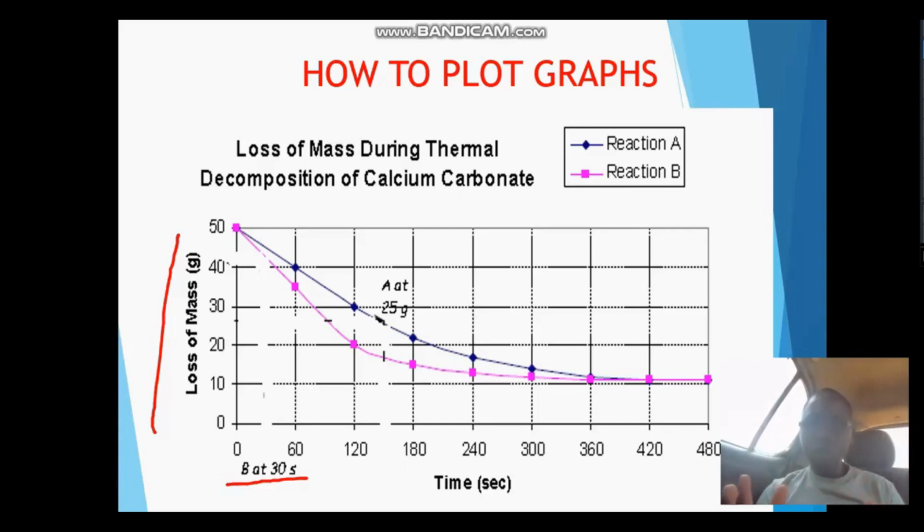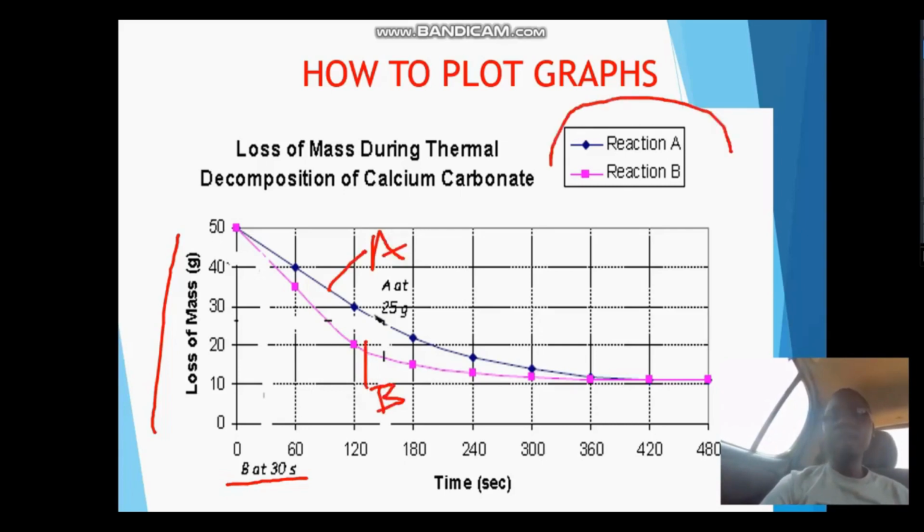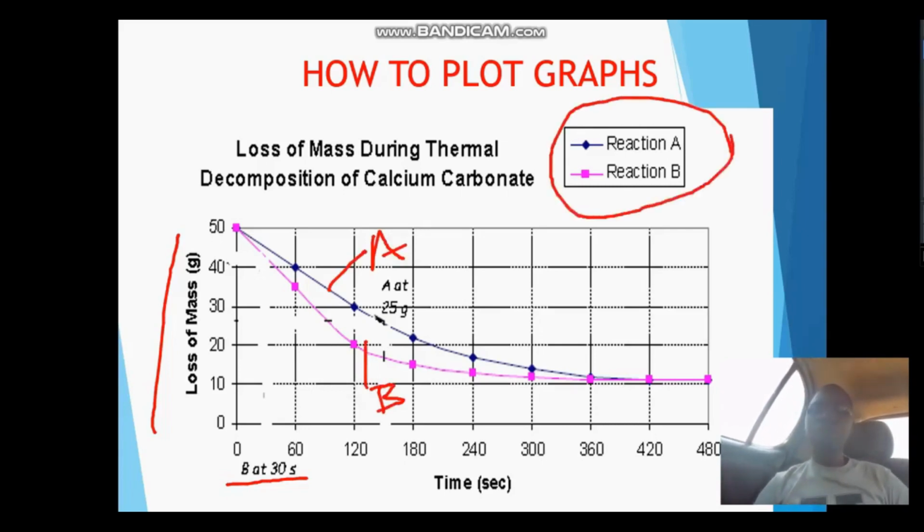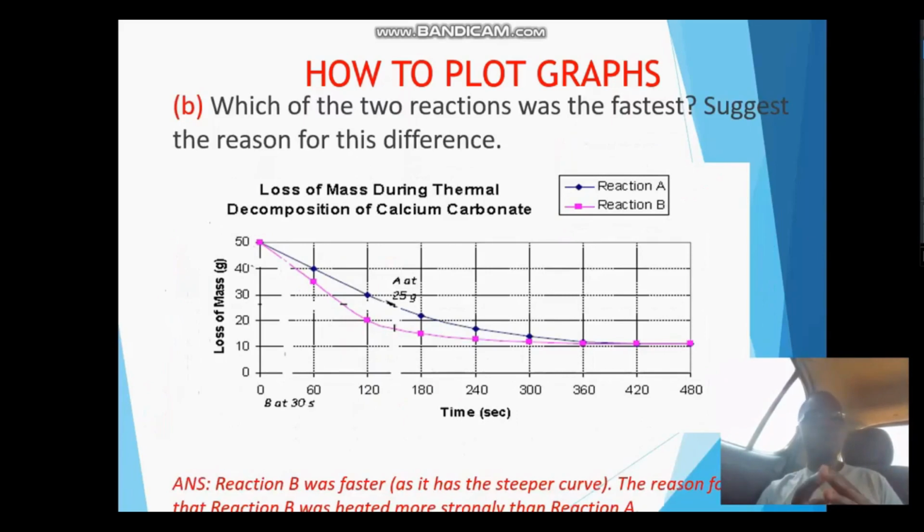If you draw a graph like this one, you need to indicate that this is for A and this is for B, which I have done in the key provided here. Remember we said when a graph is focusing on the reactants, the graph goes in this direction, and this is what we have noticed. This graph is focusing on the reactants, and it is showing how the reactants were reduced by mass. So let's go to question B.